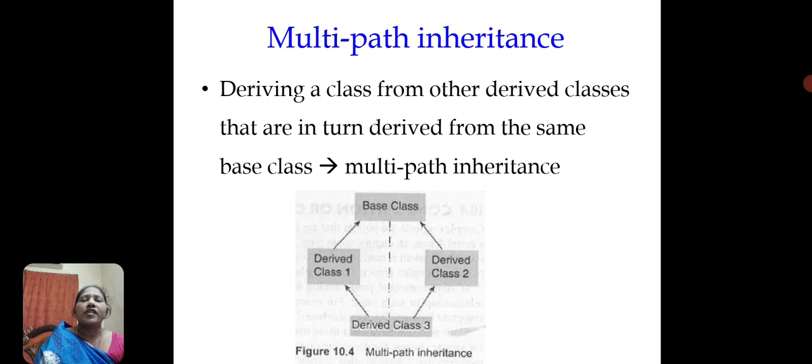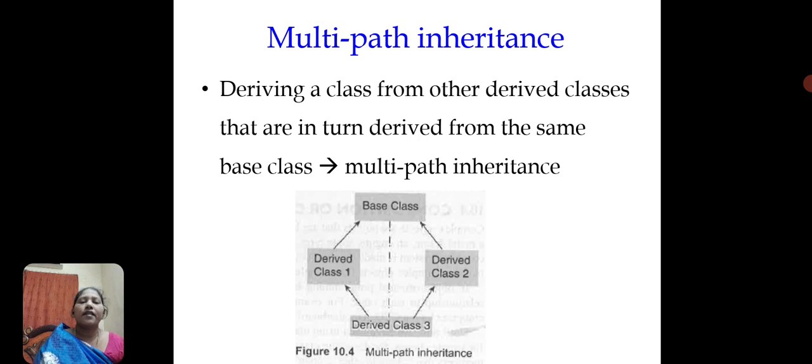And the last type of inheritance is multi-path inheritance. You can see in this diagram you are having a base class. From the base class you are having two derived classes, derived class 1 and derived class 2, and again you are having one derived class 3, that is inheriting from both derived 1 and derived 2. So derived class 3 can access the base class through derived class 1, or through derived class 2 also. This is called multi-path inheritance, deriving a class from other derived classes that are in turn derived from the same base class.